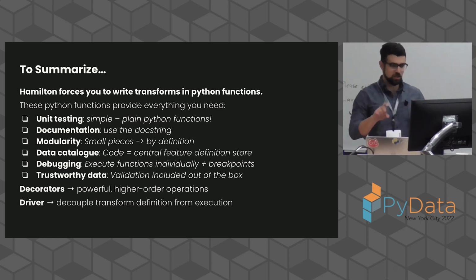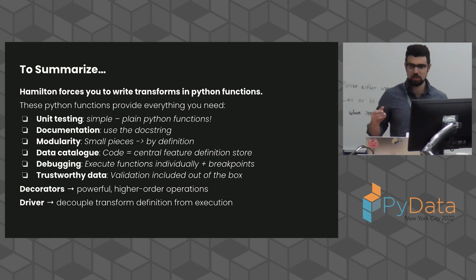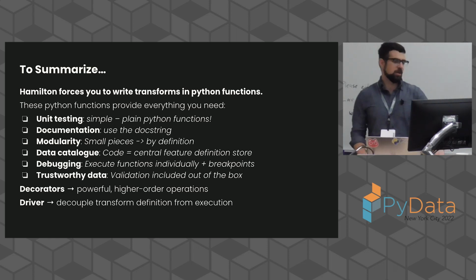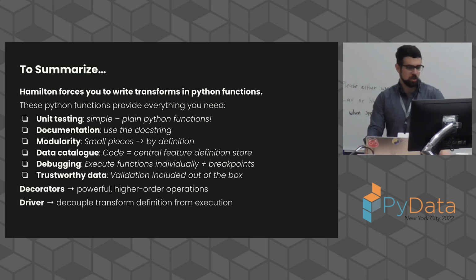Modularity, everything is by definition in small pieces, right? So functions, and the functions are organized into modules. So there's a natural hierarchical modularity that you get. To make a data catalog, you can look at the code as a central thread, your definition store. So instead of searching through your data, you're searching through the definitions of your data, which correspond to your data. And all you have to do is look for a column name if you want to figure out where your artifact came from.